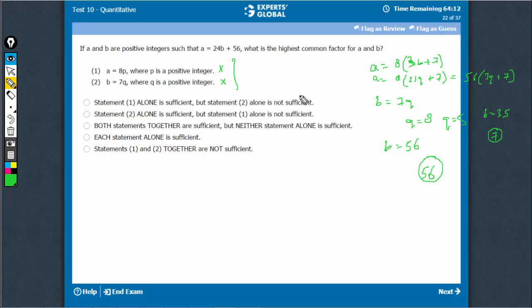Combining the two, a is equal to 8p doesn't add any value, because a is equal to 56 into, this is an integer, 3q plus 7. If a is equal to 8p, it only means that p is equal to 7 into 3q plus 7. It is not adding any practical value, so combining is of no help. Combining also doesn't help. Answer is option E.